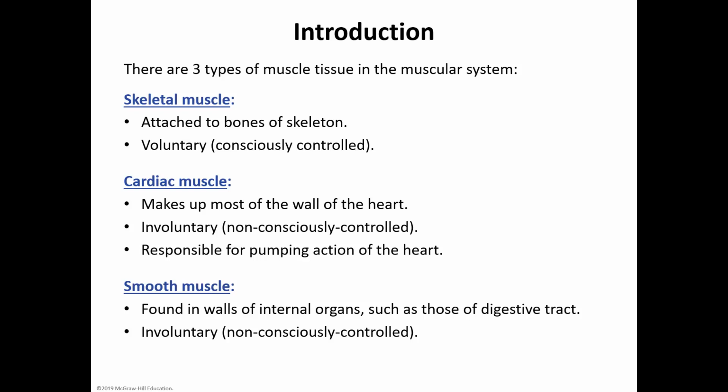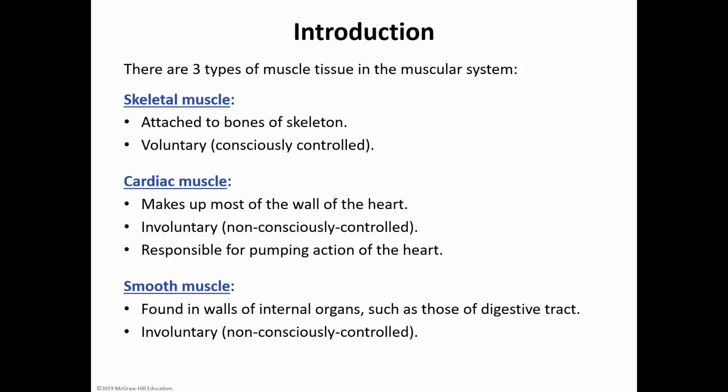Skeletal muscle is voluntary. That means you can move your own skeletal muscles and they move bones around whenever you feel like you want to or need to. On the other hand, the other two kinds of muscles you do not have voluntary control over. Cardiac muscle and smooth muscle are both involuntary. Cardiac muscle, of course, makes up most of the wall of the heart.